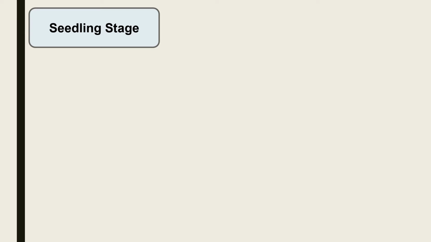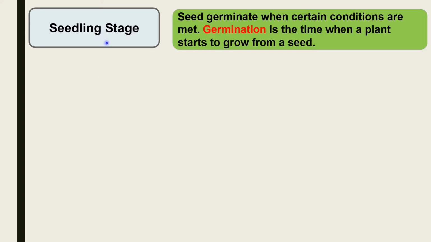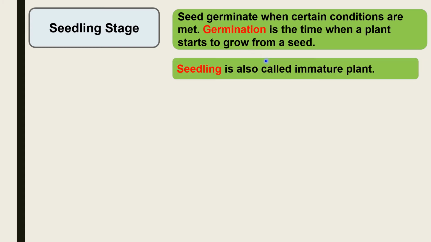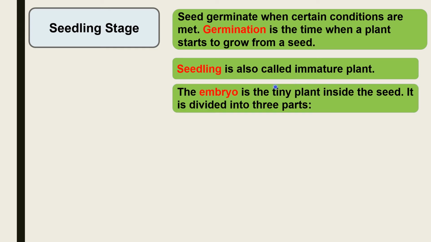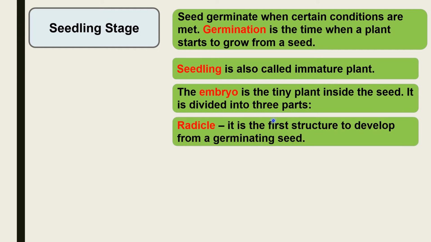Next stage, seedling stage. Seeds germinate when certain conditions are met. Germination is the time when a plant starts to grow from seed. Seedling is also called an immature plant. The embryo is the tiny plant inside the seed. It is divided into three parts.